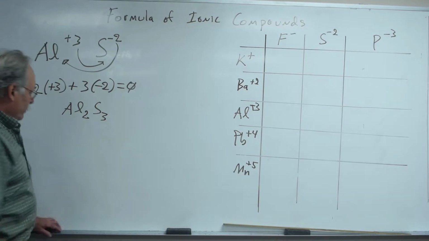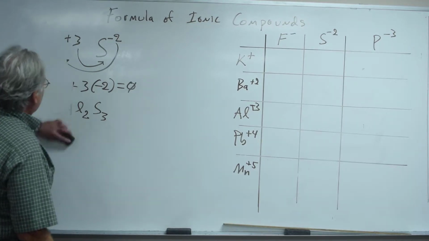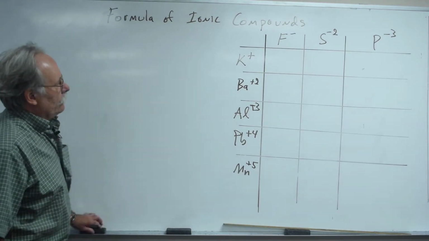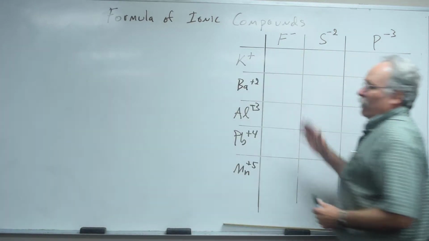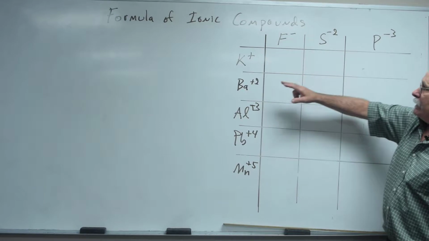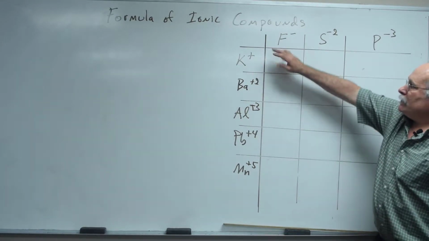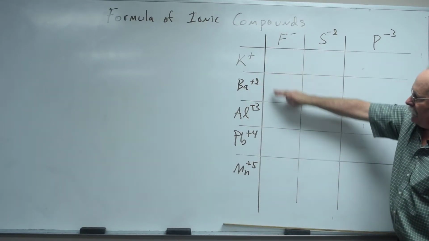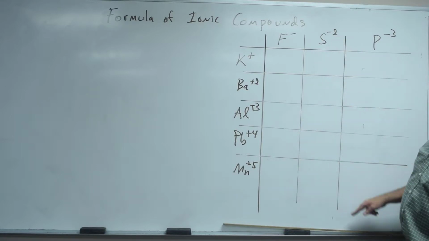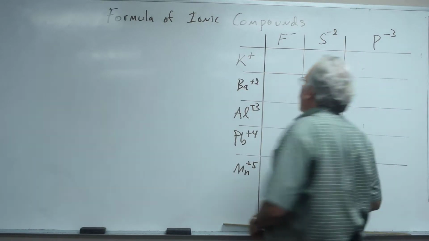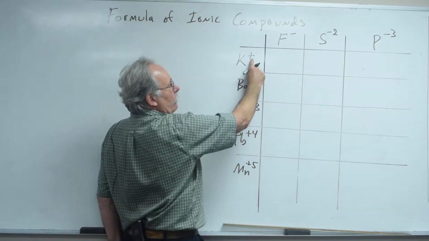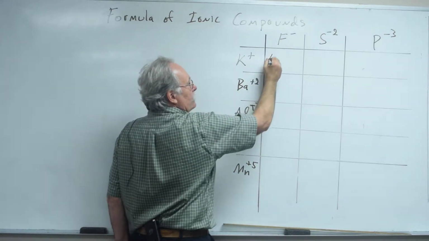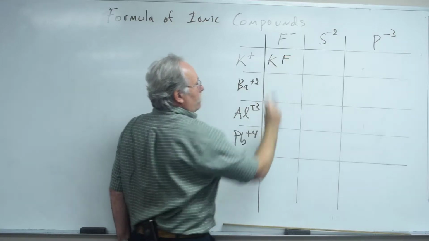Now, this looks fairly complicated, but we could make a matrix. Here I have a matrix, and in this matrix, I could have all the possible combinatorial possibilities. So these are my cations, and I'll put my cations first here, and these are my anions. Now, if I look at this here, I have KF. The charge of this is 1, the charge of this is 1, so the formula is KF.